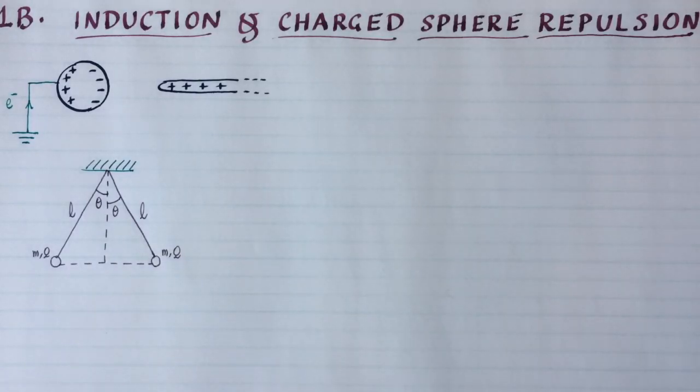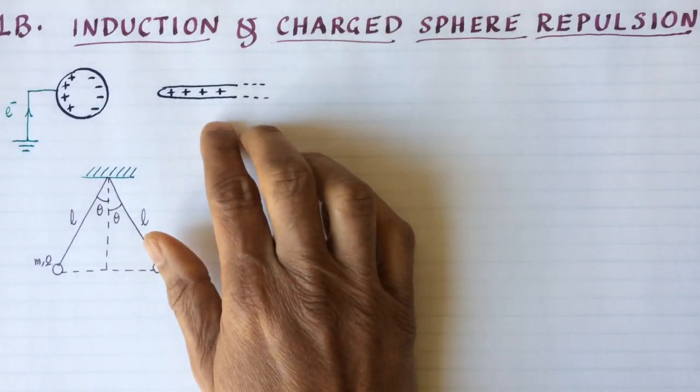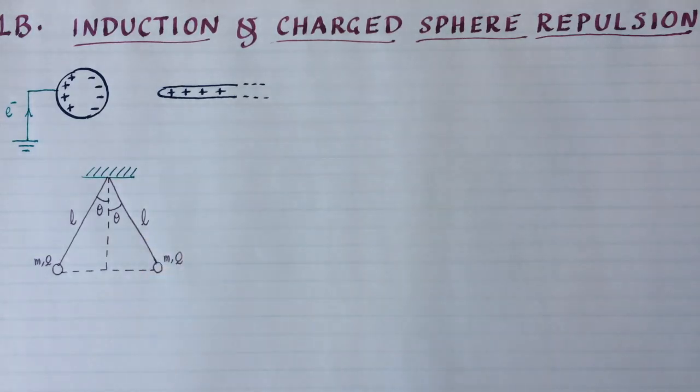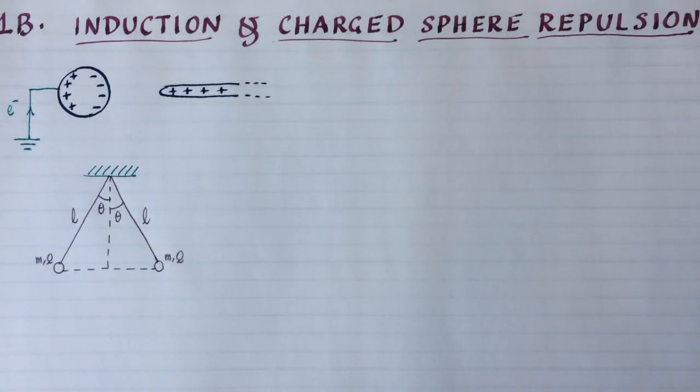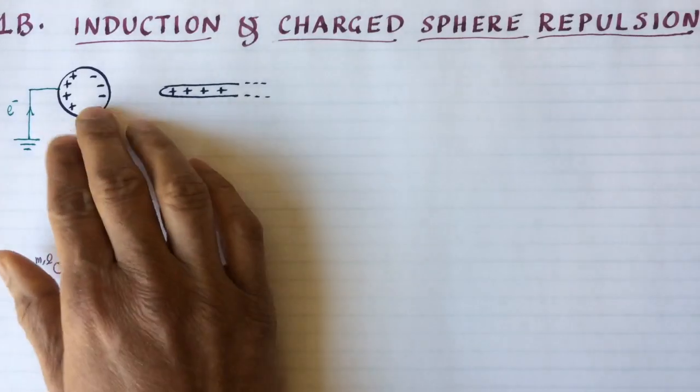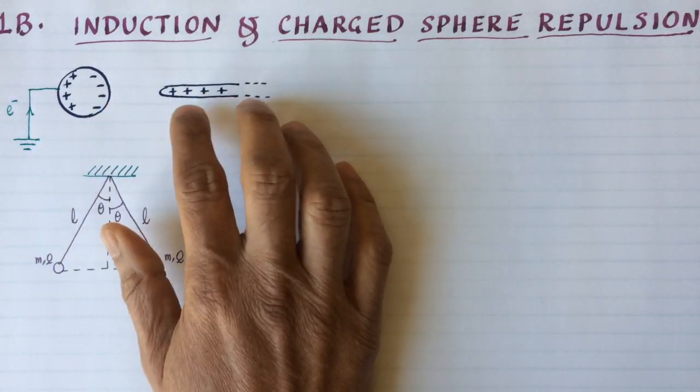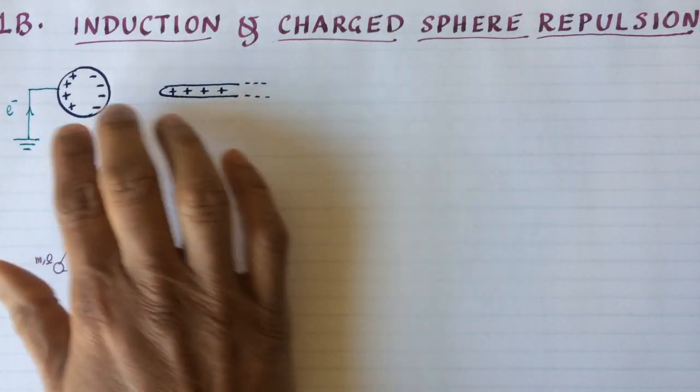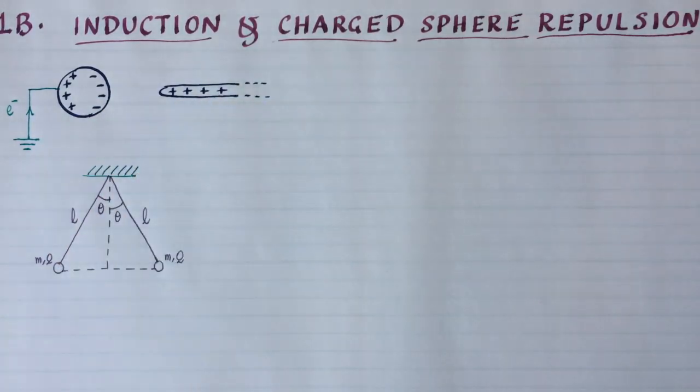This method of charging an object without losing any charge that you bring into the picture is called charging by induction. It only puts opposite charge on the object. You cannot put the same kind of charge. If you want to put a positive charge, you need to bring a negative rod.